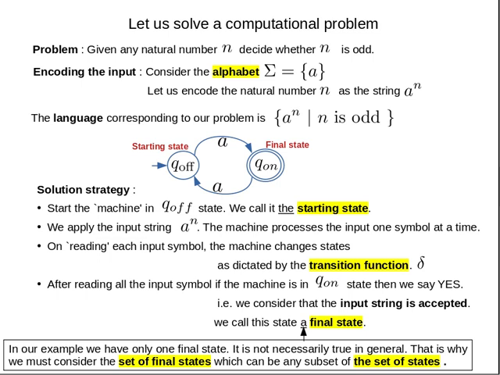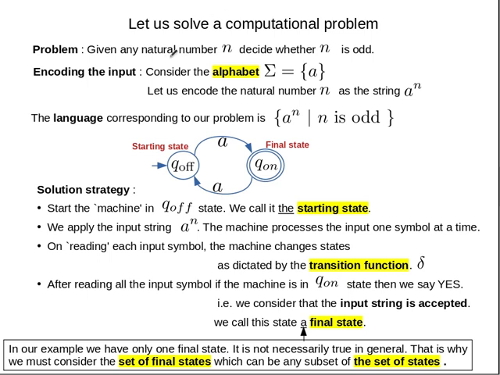Okay, so here is the problem. Given any natural number n, decide whether n is odd. This is a decision problem. That means you have to make this decision for all natural numbers n, and in natural numbers I also include 0. Again, if you forgot the definition of a computational problem, go back to those slides and be absolutely clear about what a computational problem is.